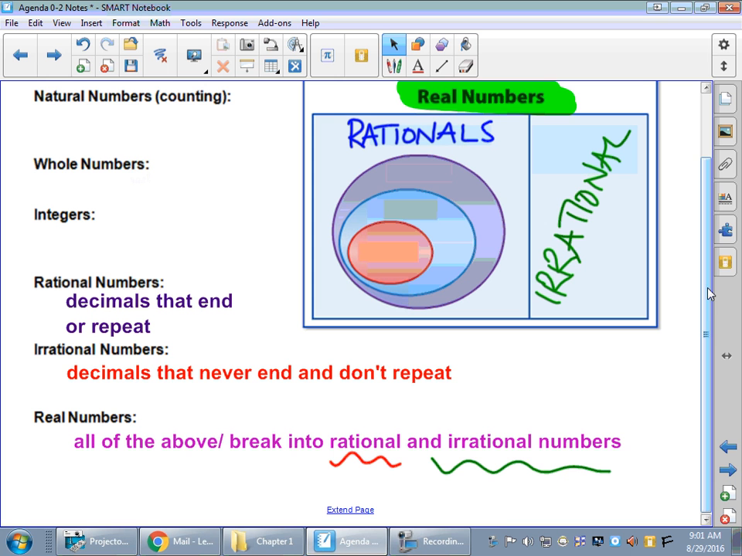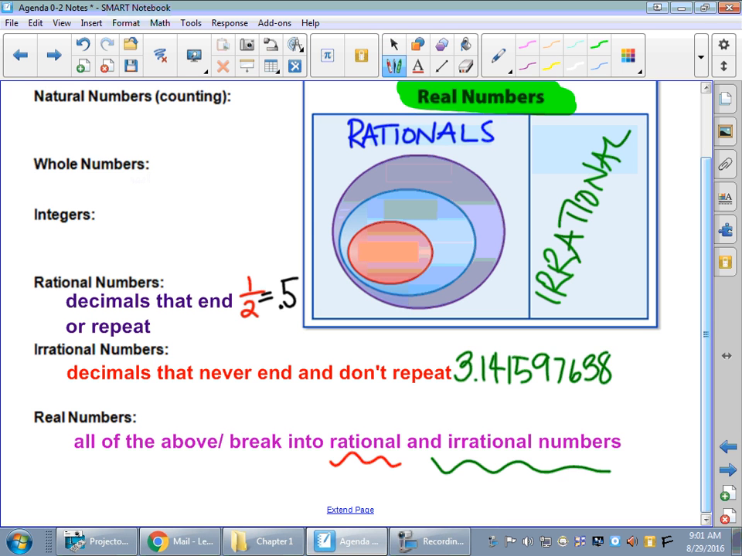For example, if I gave you 1/2, what's 1/2 as a decimal? Everybody better know this one. 0.5, right? That ends, it terminates. It doesn't repeat, it just is 0.5 and doesn't keep going. If we're talking about an irrational number, we might have 3.1415976384185... I'm going to use those dots a lot because that tells us that they do not end and do not repeat. To show repeating, we have a bar.